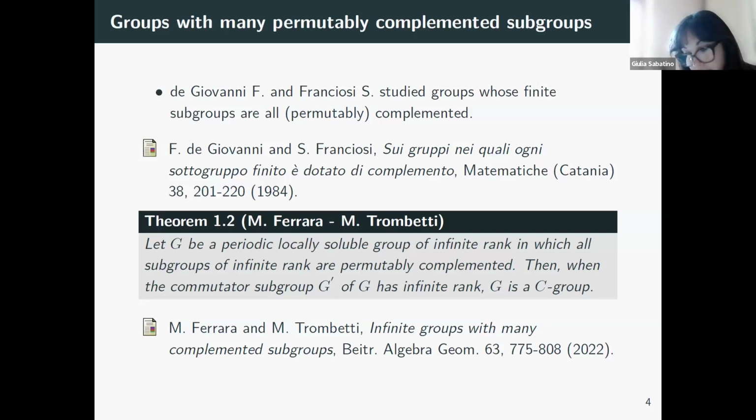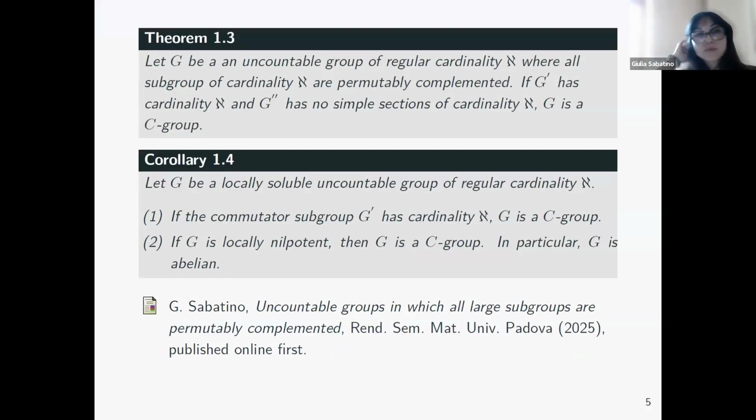And this theorem gives us a first clue to the fact that both the behavior of the commutator subgroup and the behavior of subgroups that are large in some sense in a group influence the property of being permutably complemented of all the other subgroups. Indeed, last year, I proved that if G is an uncountable group and all large subgroups, that means the subgroups whose cardinality is the same as the whole group, are permutably complemented, then when the commutator subgroup is large, that's to say it has the same cardinality as the group, and the second commutator has no large simple section, then G is a C group.